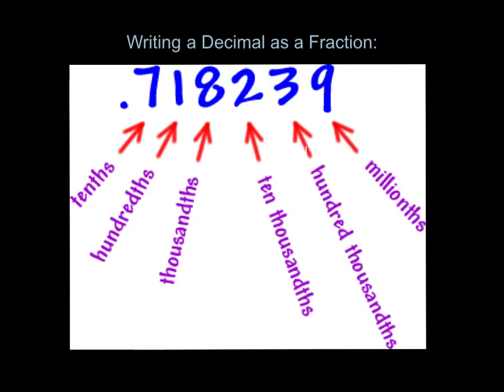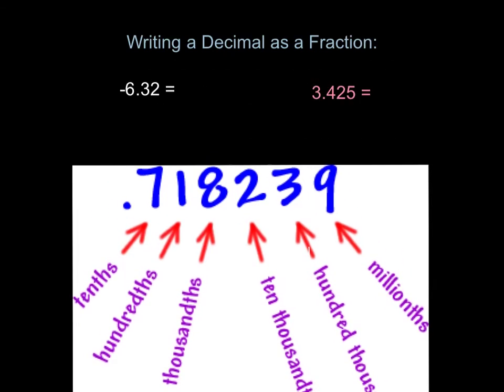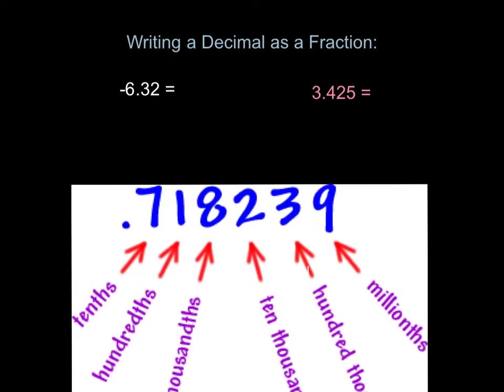Now let's talk about writing decimals as fractions. I think the easiest way to do this is going to be to start off with a few examples. -6.32 can be written as -6 and 32 over 100. If you notice, 0.32 has two numbers after the decimal. We take that number and put it over 1 followed by 2 zeros.